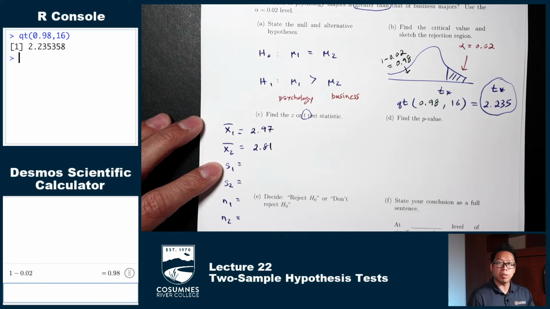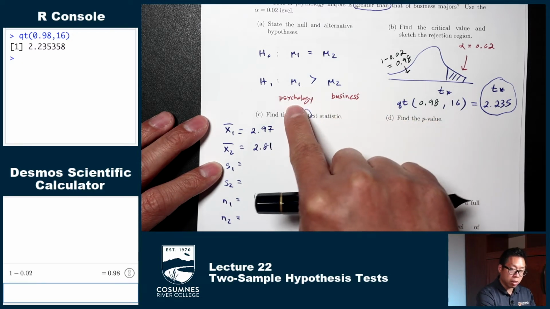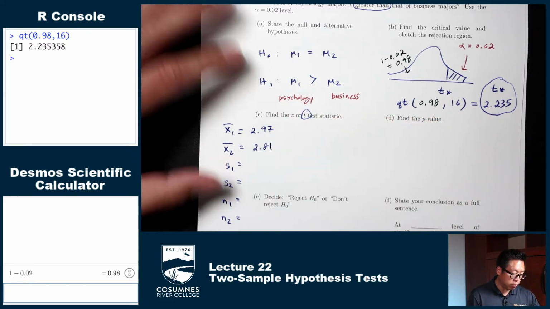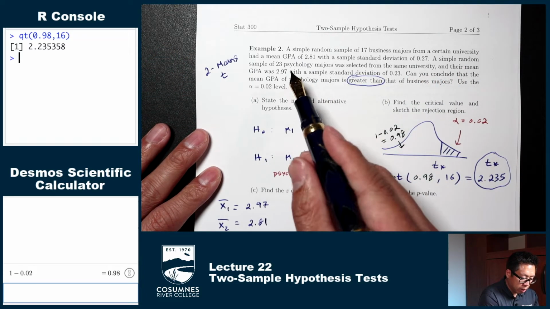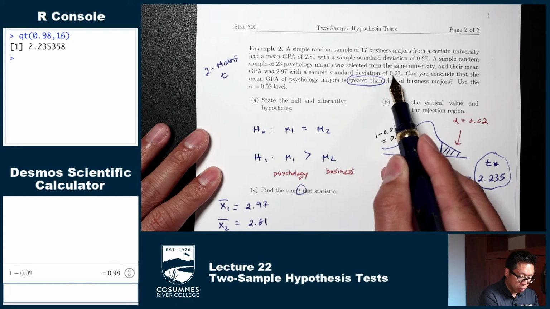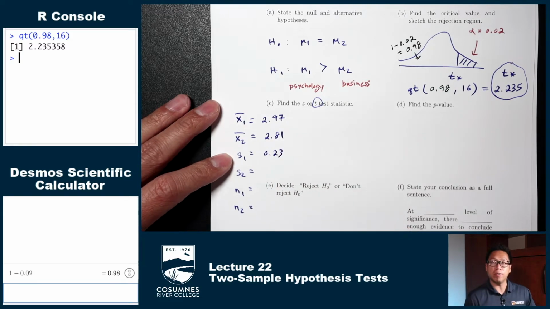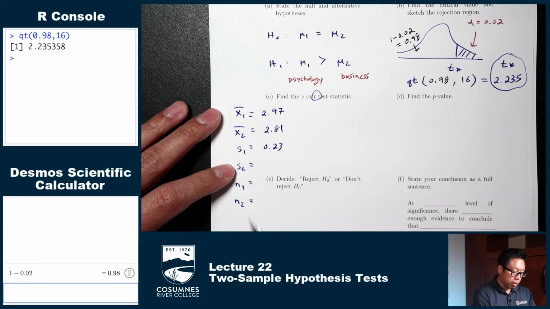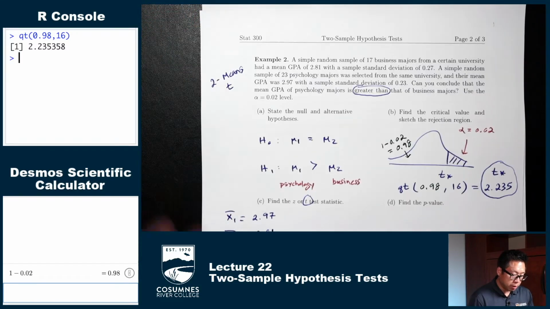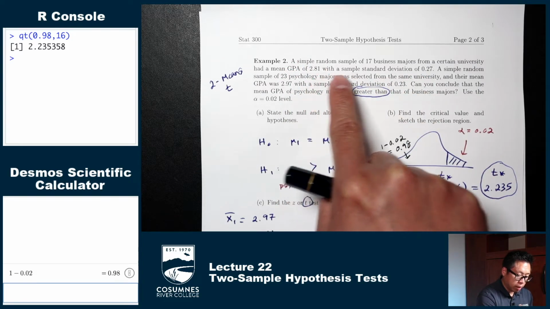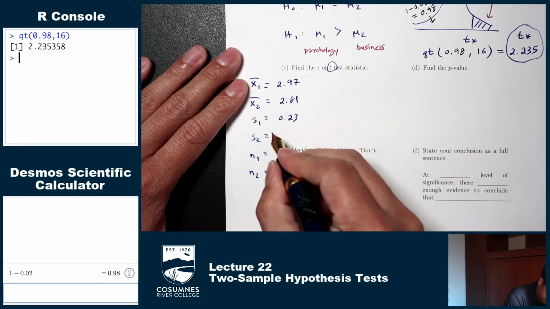S1, so S's stand for standard deviation. S1 is the standard deviation for my 1s, which is the psychology. Psychology was talked about in the second sentence. Sample standard deviation 0.23, so 0.23 is the psychology standard deviation. S2 should be the standard deviation for the business, my 2s. Business was this first sentence, standard deviation 0.27 for the business majors. 0.27.